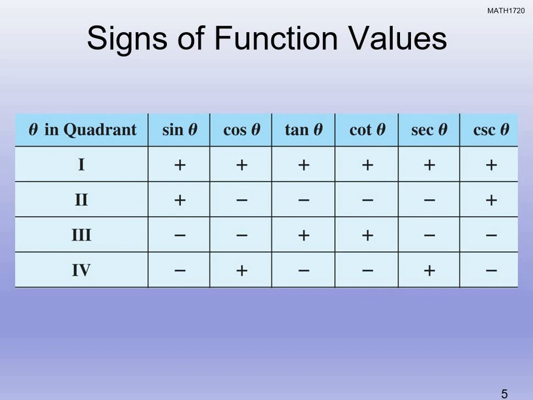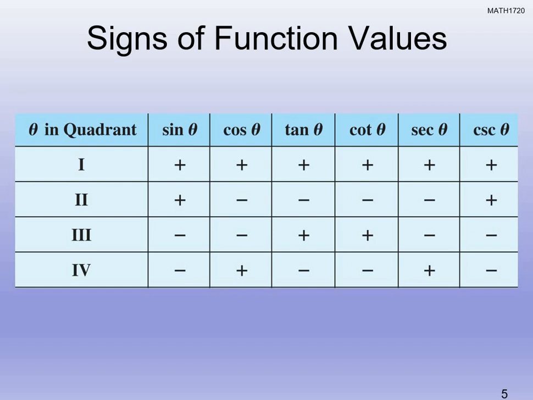As we move on, signs of function values. What's important about this is knowing when all of the trig values are positive. This is something important that you're going to need to remember. Sign is always positive in the first quadrant and the second quadrant. Well, let's break down the quadrants first of all. In quadrant 1, all of them are positive. In quadrant 2, sine and cosecant are positive. In quadrant 3, tangent and cotangent are positive. And in quadrant 4, cosine and secant are positive.